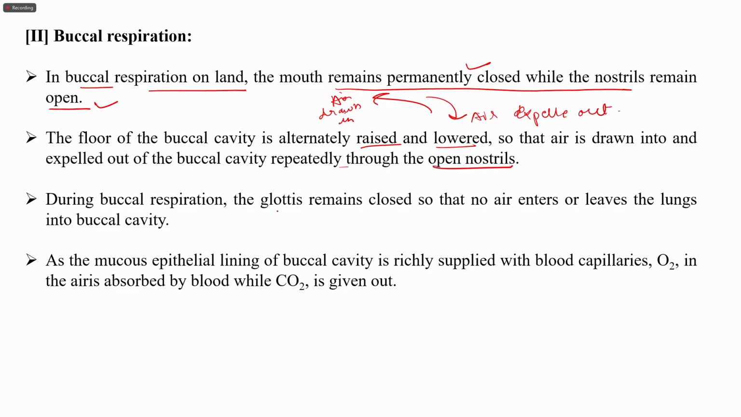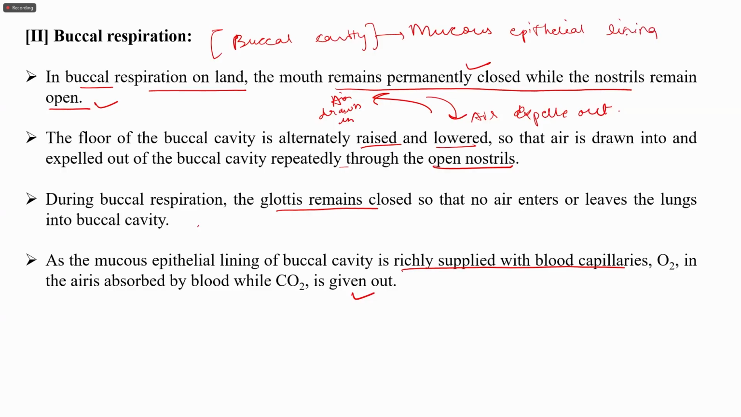Now, during buccal respiration, the glottis remains closed so that no air enters or leaves the lungs into the buccal cavity. As the mucous epithelial lining of the buccal cavity is richly supplied with blood capillaries, oxygen in the air is absorbed by blood while the carbon dioxide is given out. So buccal respiration is through the buccal cavity, and it is mainly taking place through the mucous epithelial lining, which is thin and rich in blood supply, thereby allowing easy exchange of gases.